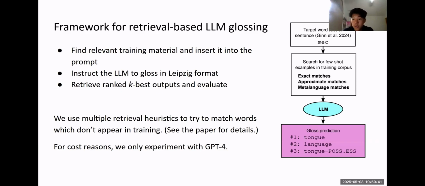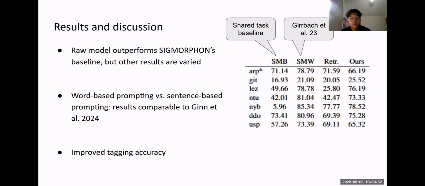So for cost and time reasons, we chose to only experiment with GPT-4, but definitely in the future, an avenue of research could be exploring other different models. In the end, our base raw model outperforms SIGMORPHON's baseline in general, but unfortunately loses in cases like Arapaho in both the retrieval and the challenge winner.